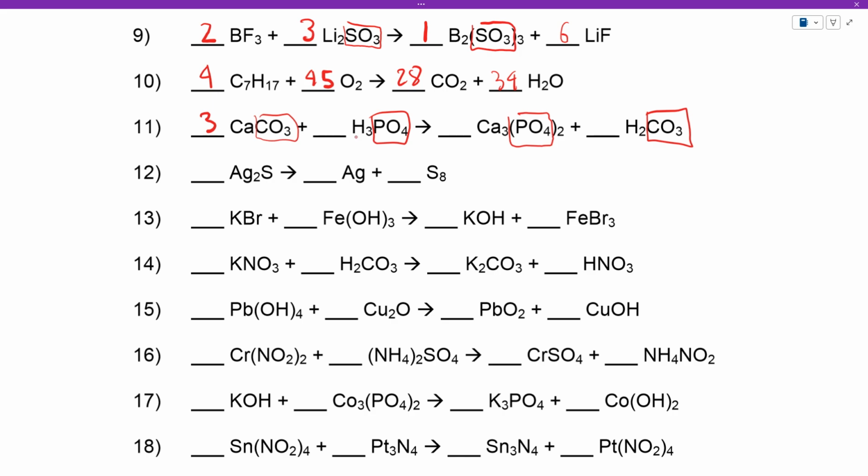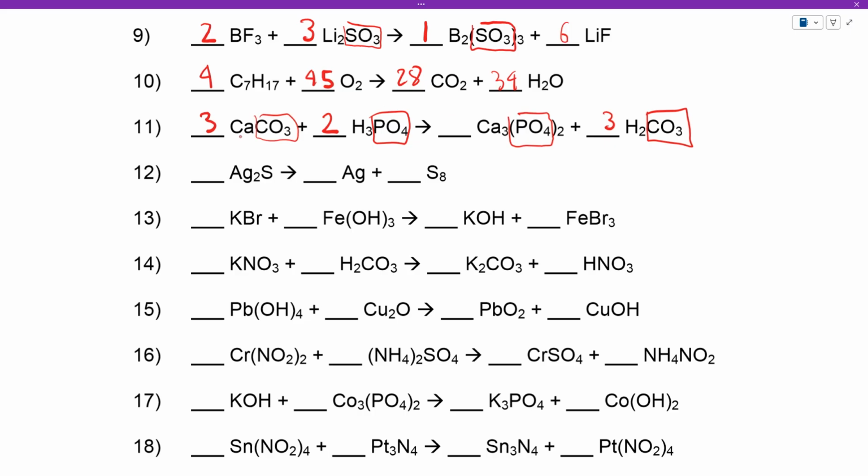We have 3 hydrogens over here. Over here we have 2 hydrogens. So let's find the lowest common multiple, which is 6. So over here we put 2. 2 times 3 is 6. And over here we'll put 3. 3 times 2 is 6. Right? So for the PO4s, here we have 2 PO4s. And over here we have 2 PO4s as well. So we don't need to balance it.